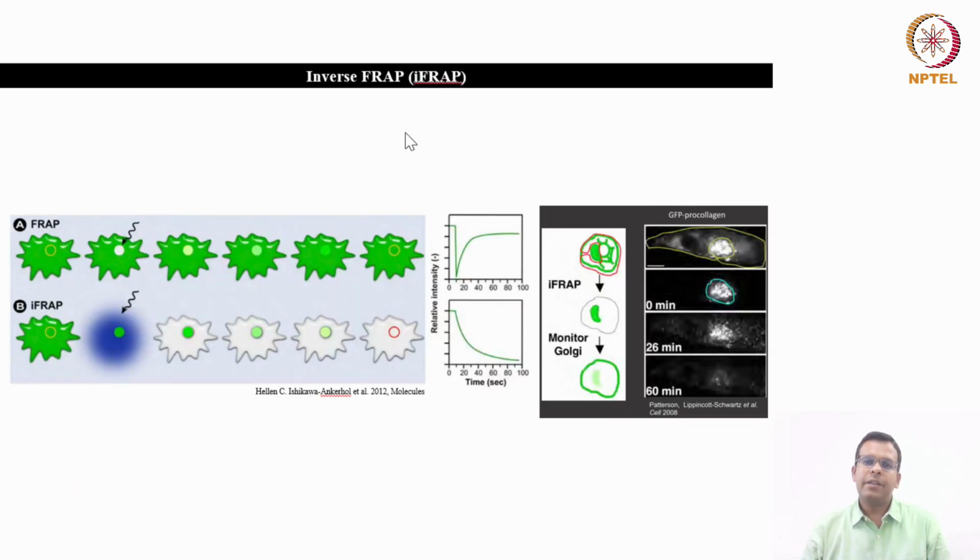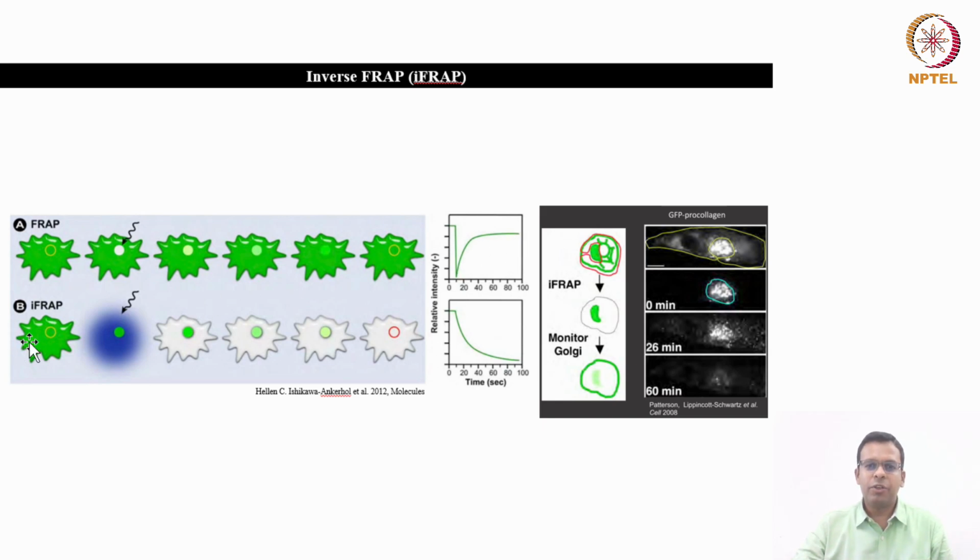This is a slightly different version of the FRAP, which is known as inverse FRAP. Generally in the FRAP experiment, a specific area is photobleached, and then you measure the recovery in this area. Your FRAP curve looks like this.